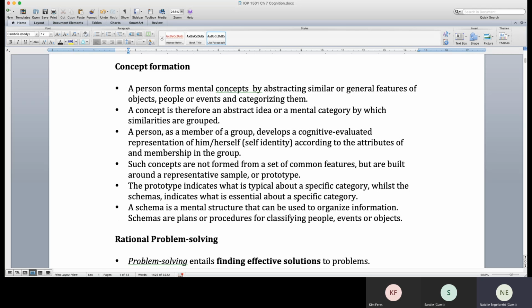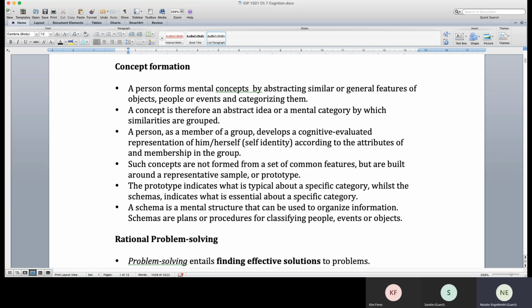So we take these mental concepts and we try and find similarities in our environment, be that objects, people, or events. And then we characterize them. We don't even know we are doing this, but we do, because sometimes our behavior towards these things is quite telling in terms of how we've characterized them. So a concept is therefore an abstract idea or a mental category by which similarities are grouped. So things that are similar to the individual looking at it will be grouped together, and you will then have these groupings of things going on. And that is what concept formation is.